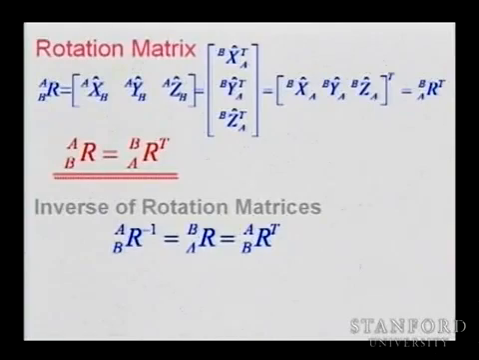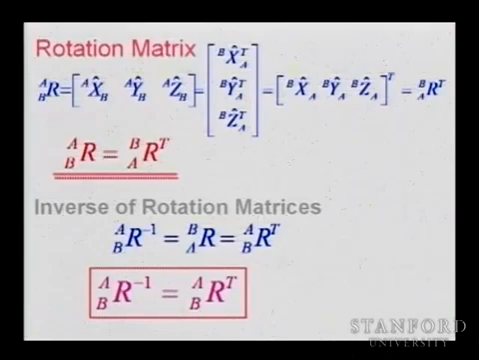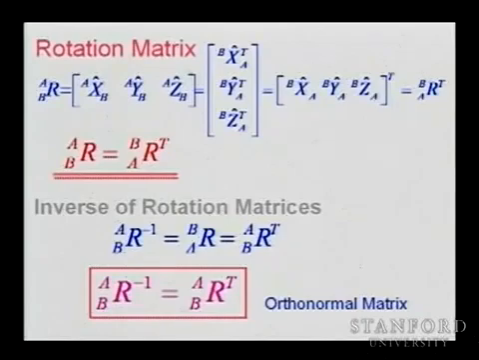And that's a very important property. This property comes naturally because the rotation matrix is formed with these unit vectors that are orthogonal. So the matrix is called orthonormal, and this orthonormal matrix is always going to have this property. Its inverse is its transpose. All right?